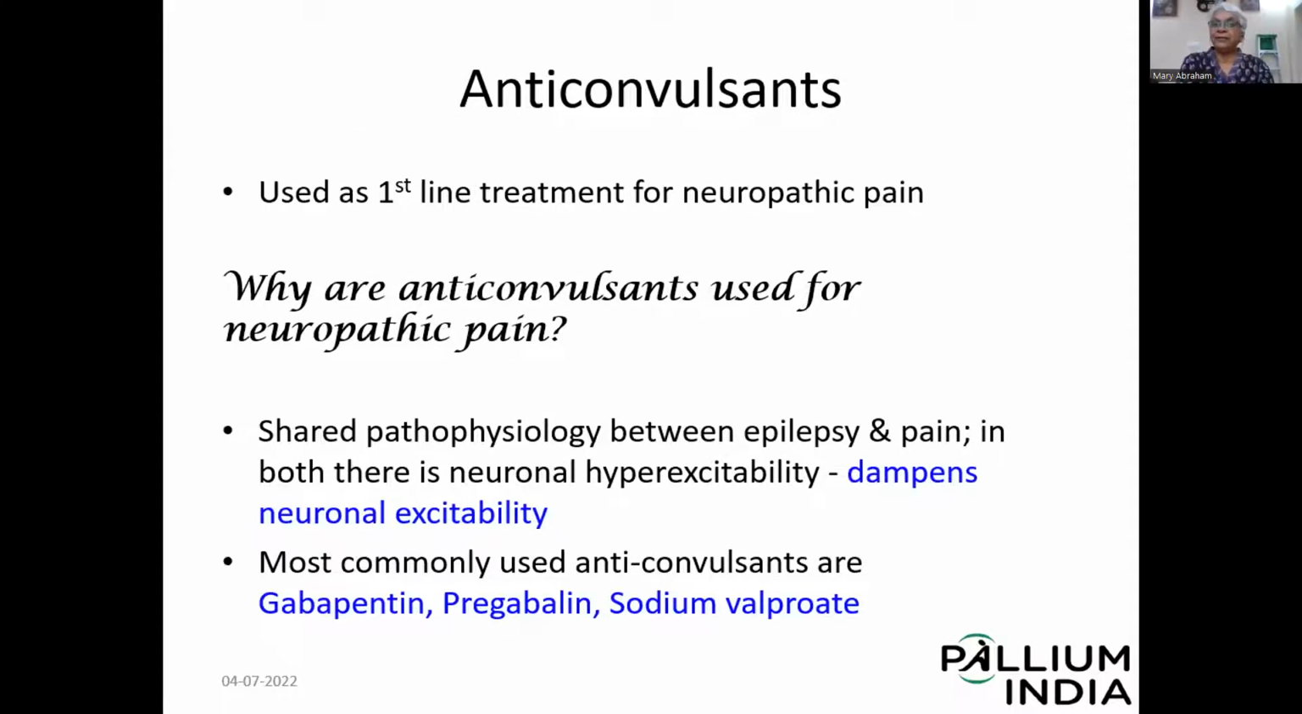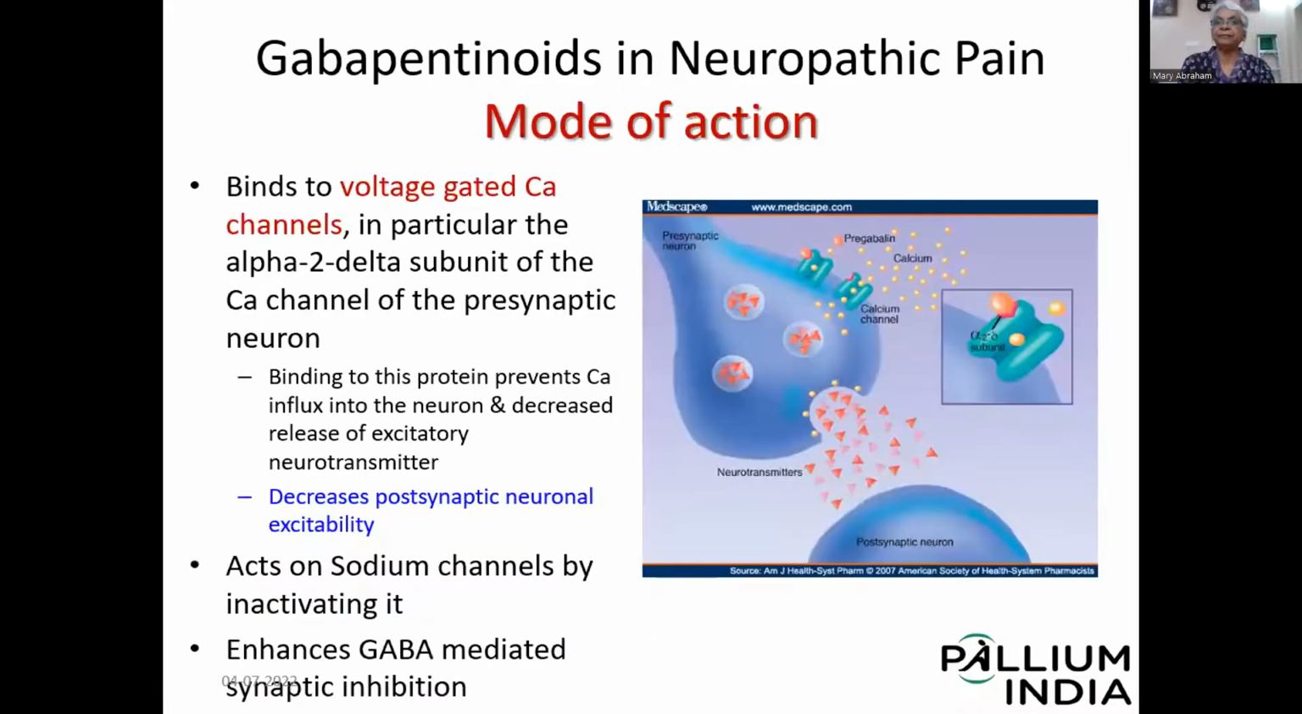So anticonvulsants. This is one of the first line treatments for neuropathic pain. And why it is used for neuropathic pain is because both epilepsy and pain have a common underlying pathophysiology. In both, there is neuronal hyperexcitability, and these drugs can dampen the neuronal excitability. And these are the commonly used anticonvulsants in pain.